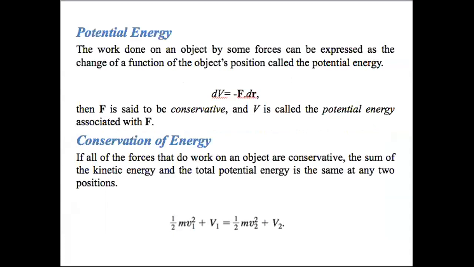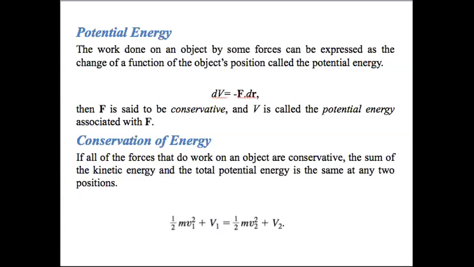dV is equal to negative F dot dr. F is said to be conservative and V is called the potential energy associated with F. When all the forces that do work on a system have this property, we can state the principle of work and energy as a conservation law. What is the conservation law, or conservation of energy?